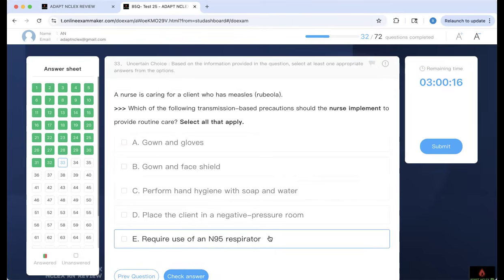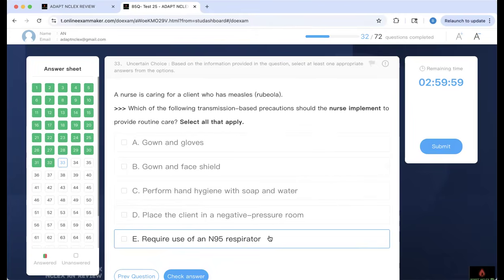Gown and gloves, gown and face shield, perform hand hygiene with soap and water, place the client in a negative pressure room, require use of N95 respirator. You pick your answer?